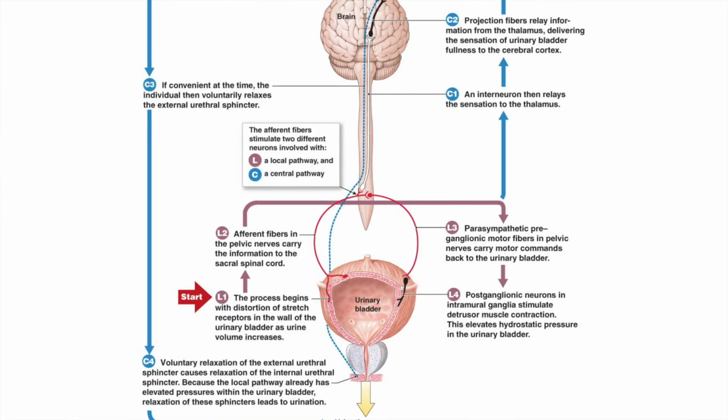Urination involves a reflex coordinated by the nervous system. This is called the micturition reflex. It's activated by stretch receptors in the bladder. This will send a signal to the brain, and then that's going to stimulate the detrusor muscle to contract. The external urethral sphincter is skeletal muscle, so that has to be voluntarily relaxed.